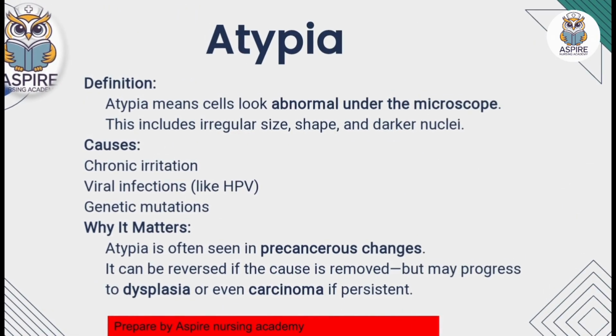4. Atypia. Lastly, we have atypia. Atypia means the cell looks strange under the microscope. Might have uneven size or shape, larger, darker nuclei, irregular arrangement.